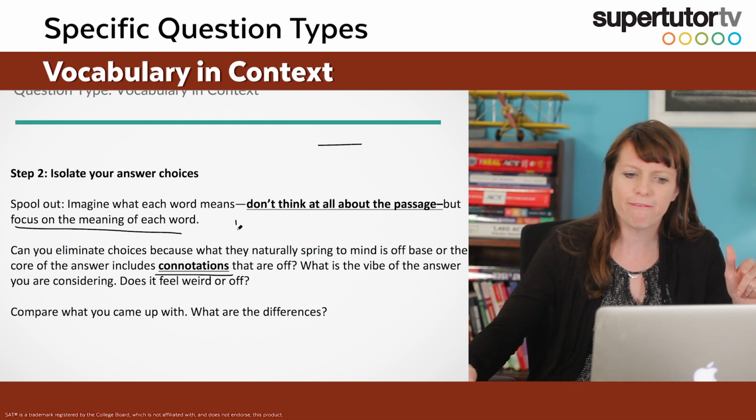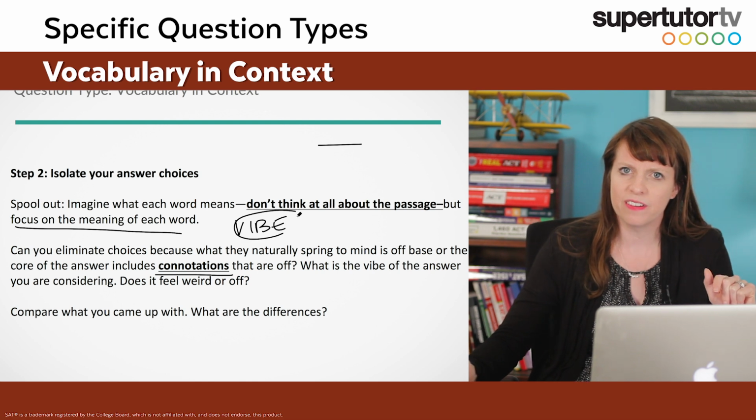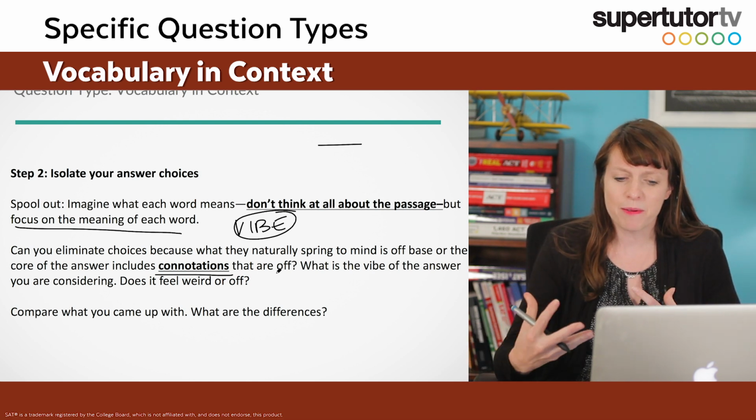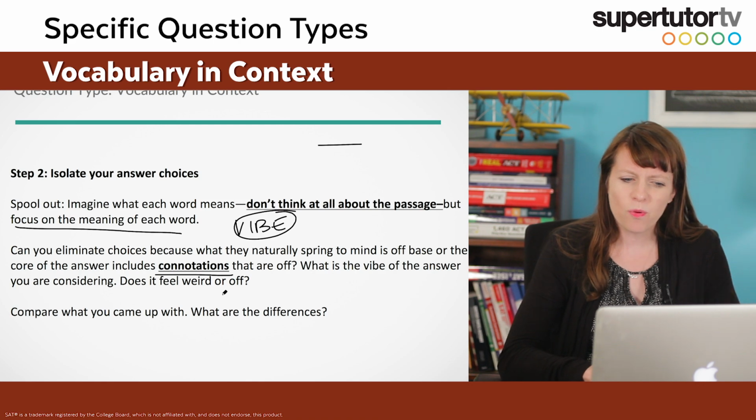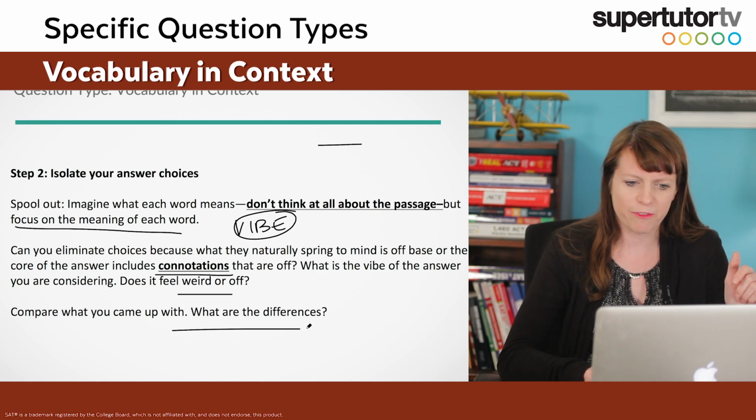This is vibe. Remember how vibe is so important on this test. It's so important on these. Vibe. What's the connotation? What's the vibe? What's the emotion? What is the vibe of the answer? Does it feel weird? Does it feel off? Compare what you came up with. What are the differences? So let's go back here.